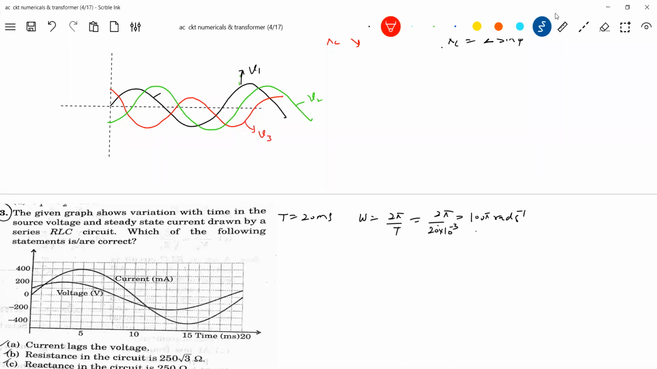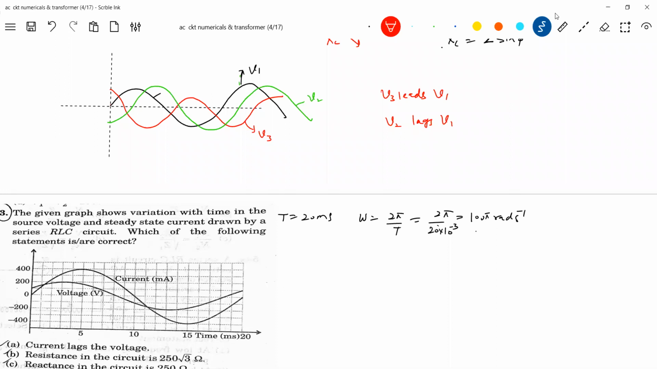and the red color one is V3. So V1 is having zero phase, no? And what about V3? V3 leads V1. And what about V2? V2 lags V1. So how to interpret that one? V3 leads V1 and V2 lags V1.